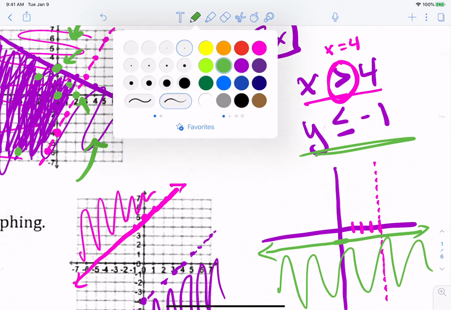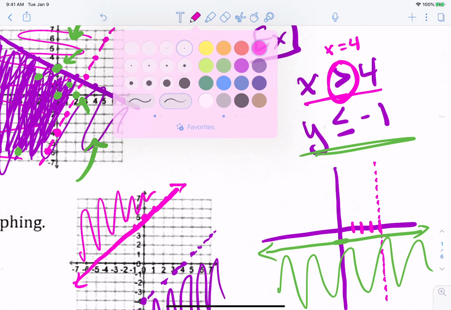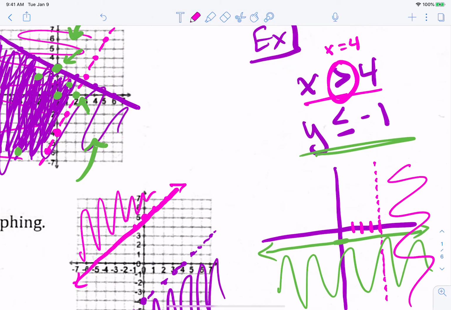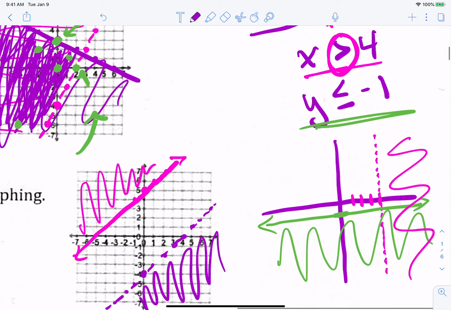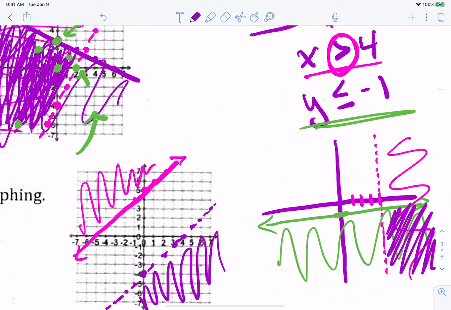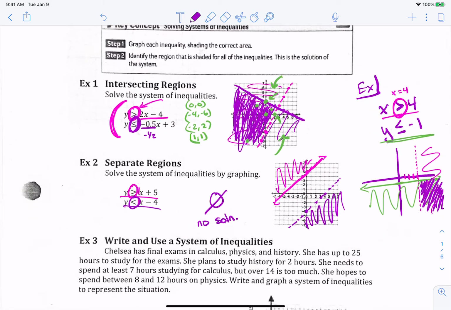Which one do I shade on the other one? X is greater than 4, to the right. So which region is double shaded? Quadrant 4, the bottom right quadrant. He's double shaded. Does that make sense? So sometimes you'll have stuff that looks like that, where you'll have just x and a number and y and a number, and those are those horizontal and vertical lines. Perfect.